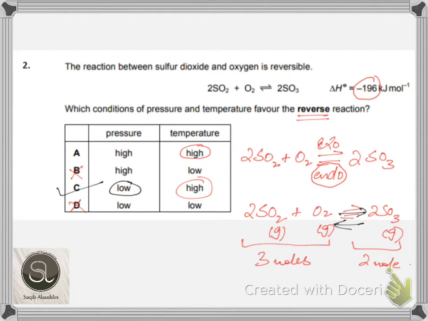I repeat, when you increase the pressure, equilibrium shifts towards the side with less number of moles. But when you decrease the pressure, it shifts towards the side with more number of moles, and on the reactant side we have more moles. So it will shift backwards. Remember, this is only applicable to gases. So option number C is correct.